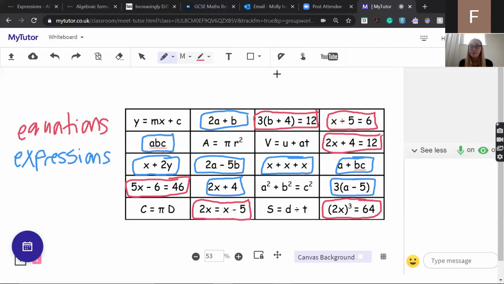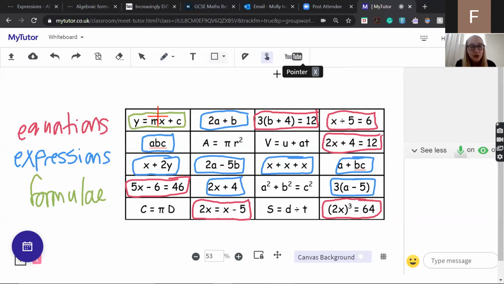And then, because we're looking for the 3, all of the final ones are going to be formulae. That's the plural of formula. Some Latin thing, I don't know why. But we can see where these are going to be. So this here, this is the formula for a straight line. y equals mx plus c. You just substitute in the gradient and the y-intercept, and you've got something.